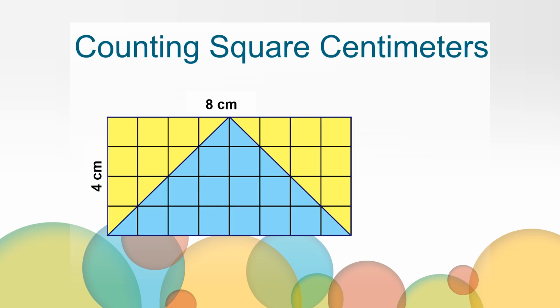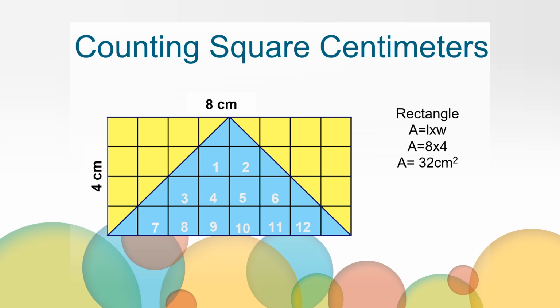I can also prove that the area of the blue triangle is half the area of the entire rectangle by counting the square centimeters. First, let's look at the area of the rectangle. I know the length of the rectangle is 8 centimeters, and the width of the rectangle is 4 centimeters, so I can find area using area equals length times width. The area of the entire rectangle is 32 centimeters squared. We don't know the formula for finding the area of the triangle yet, but we can count the square centimeters.